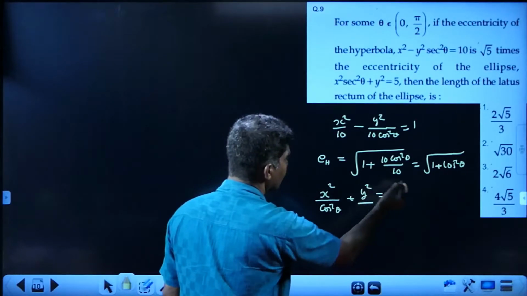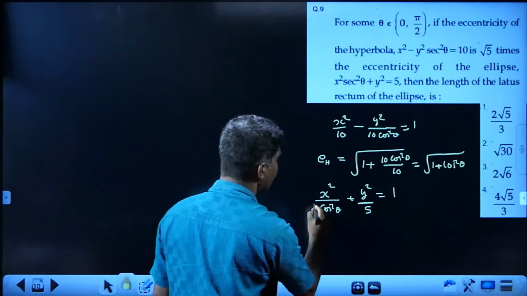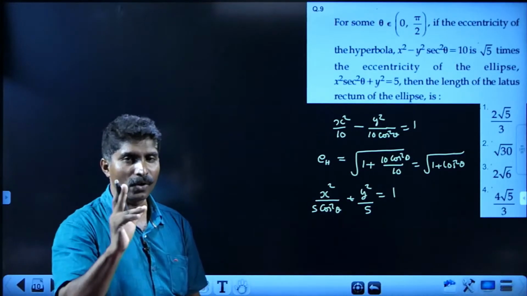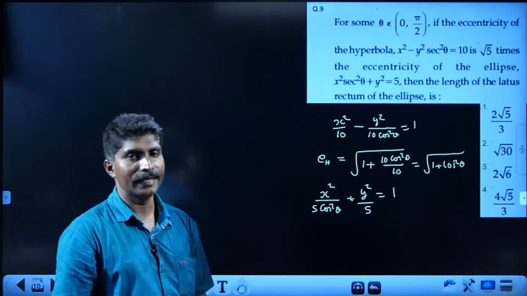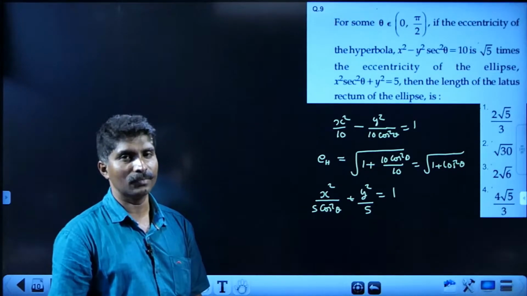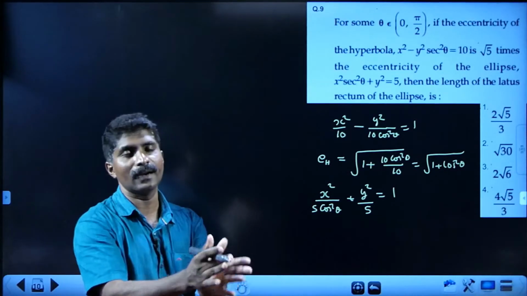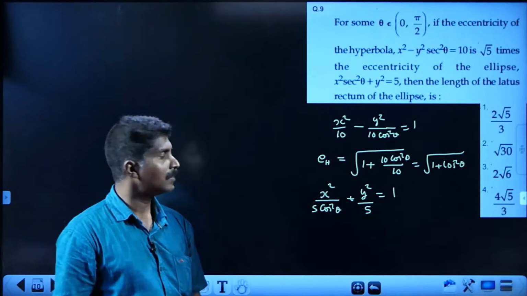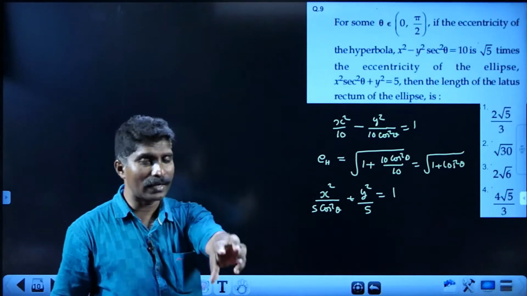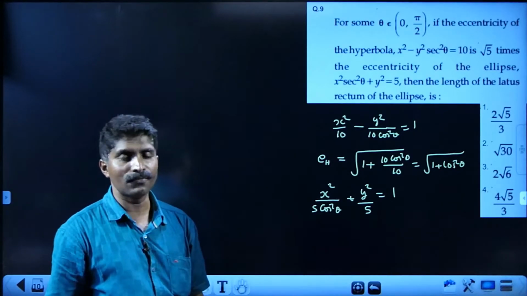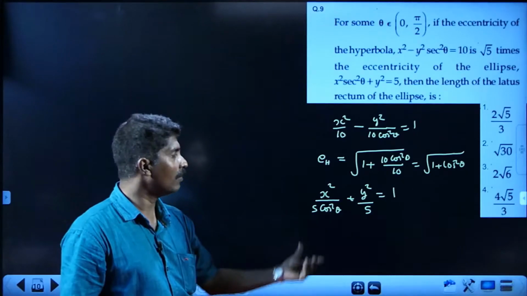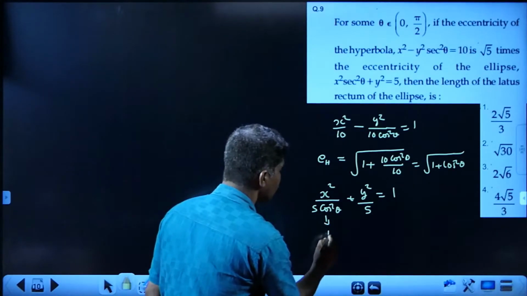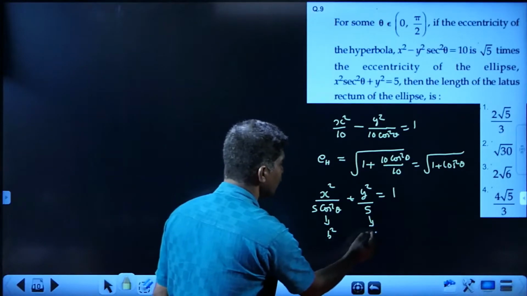How will you write it as 1? Dividing by 5, so I will divide by 5 here also. Then a very important thing you have to remember is what is your A and what is your B, or what is the larger length in the denominators. You know that cos square theta is a quantity at most 1. It is a fraction or 1, so multiplying by a fraction it becomes less. So this is your B square. Don't get confused, this is your A square.